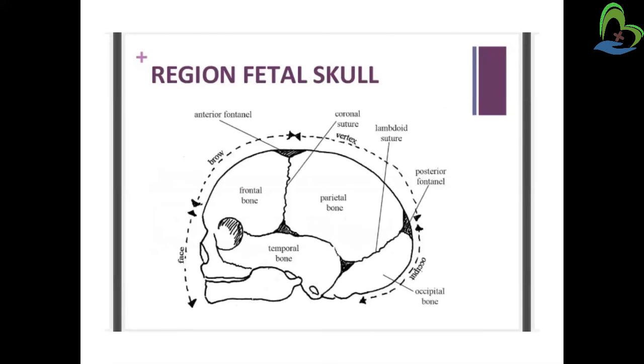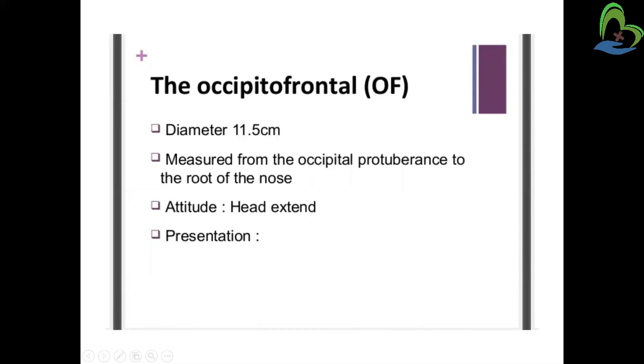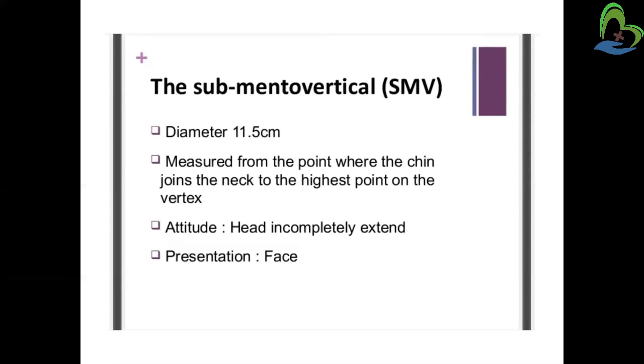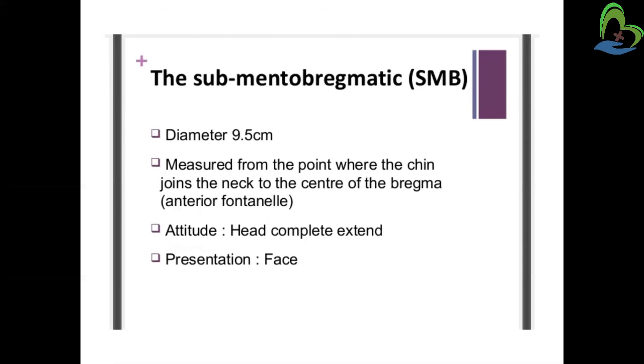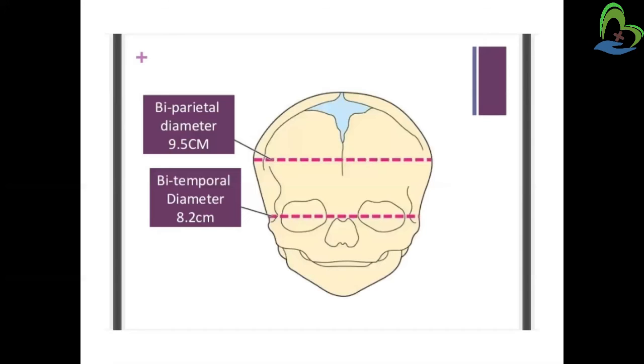In the figure you may find it easily: this is the mentum part, the chin, and this is the submentum. From here to the bregma, the highest point of the anterior fontanelle. So this is the submentobregmatic, and the presentation is face, because it is situated in the frontal part. The diameter is 9.5 centimeter, and the presentation is face.